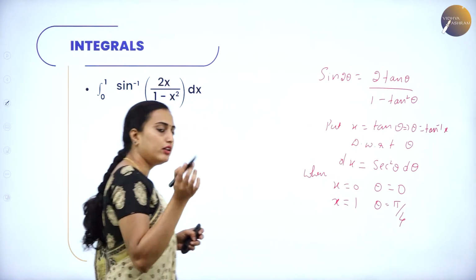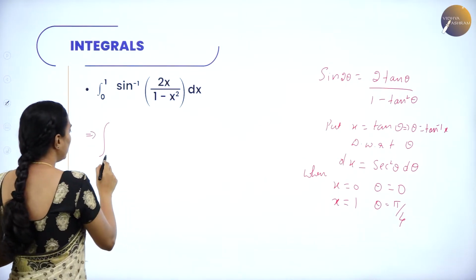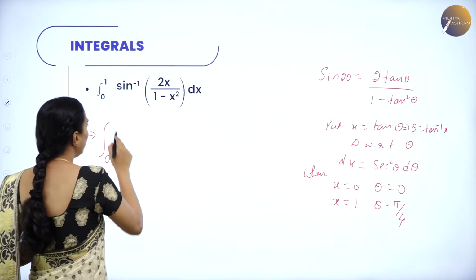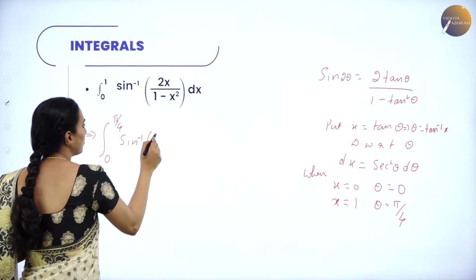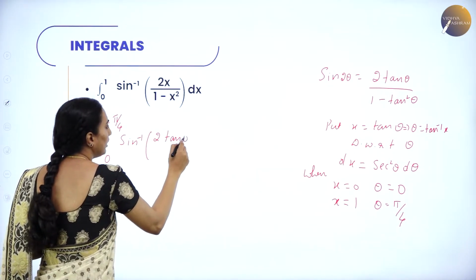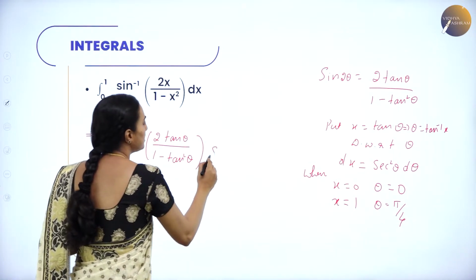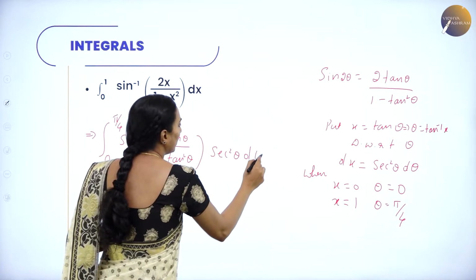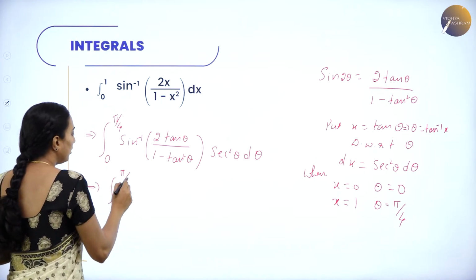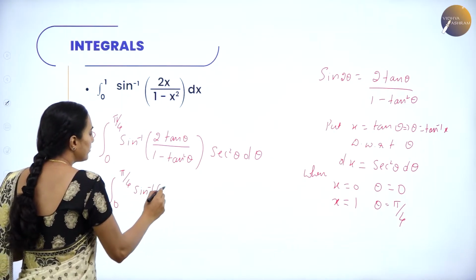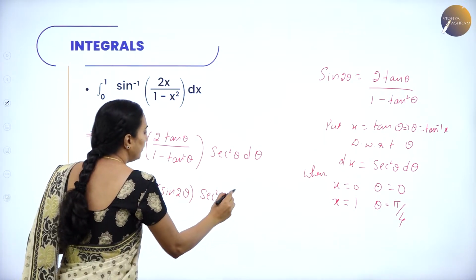That's it. Okay, now you can change the limit here, which implies the integral: when x is equal to 0, theta is also 0. When x is equal to 1, theta is pi by 4. Now sine inverse of, you can change this one to 2 tan theta divided by 1 minus tan square theta, and dx is nothing but secant squared theta d theta. Now this will become what? Sin 2 theta, as I have written the formula, 0 to pi by 4 sine inverse of sin 2 theta into secant squared theta d theta.